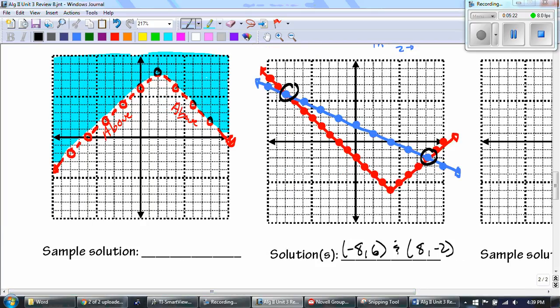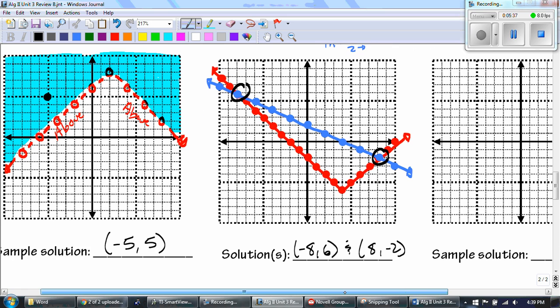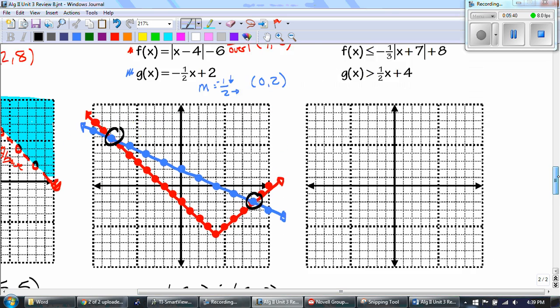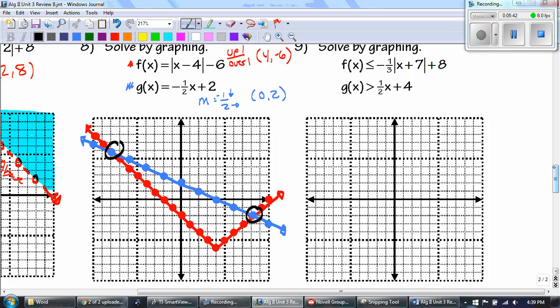For number 7, remember, a solution is anything in the shaded area, and that's probably one of my favorite points to pick because it's easy to find on the graph, and that's -5, 5. Okay, number 9. Yeah, it looks like we're going to have to graph 2 inequalities. That's okay, we can do it.